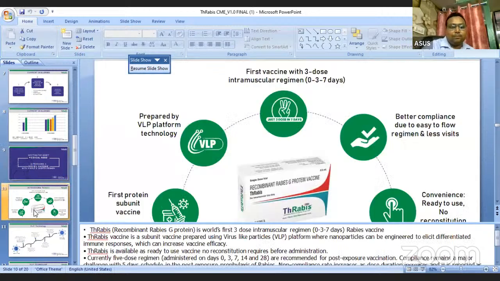Here we can see the first vaccine with a 3-dose intramuscular regimen on days 0, 3 and 7. First protein subunit vaccine prepared by VLP platform technology, with better compliance due to an easy-to-follow regimen and fewer visits, convenience, ready to use, no reconstitution.